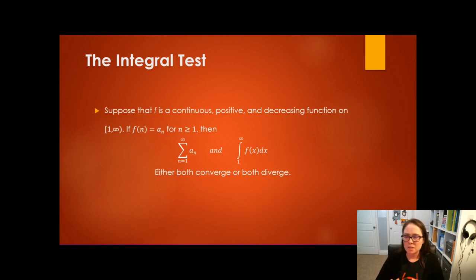So how this test works is I'm going to take the nth term of my sequence and I'm going to treat it like it's a function. Even though it's not actually a function, I'm going to treat it like a function.